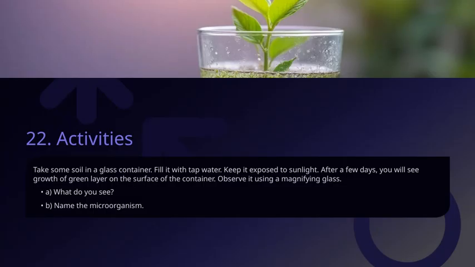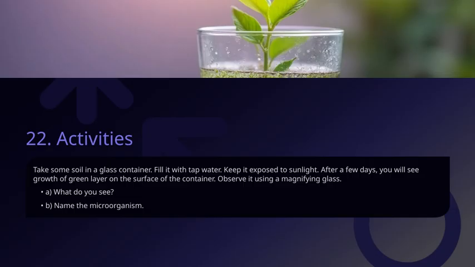Now, let's talk about an interesting activity you can try at home or in the classroom. Take some soil and put it into a clear glass container. Then, fill that container with tap water. Place it in a spot where it can get sunlight. After a few days, you'll notice something happening on the surface of the water. A green layer will start to form.